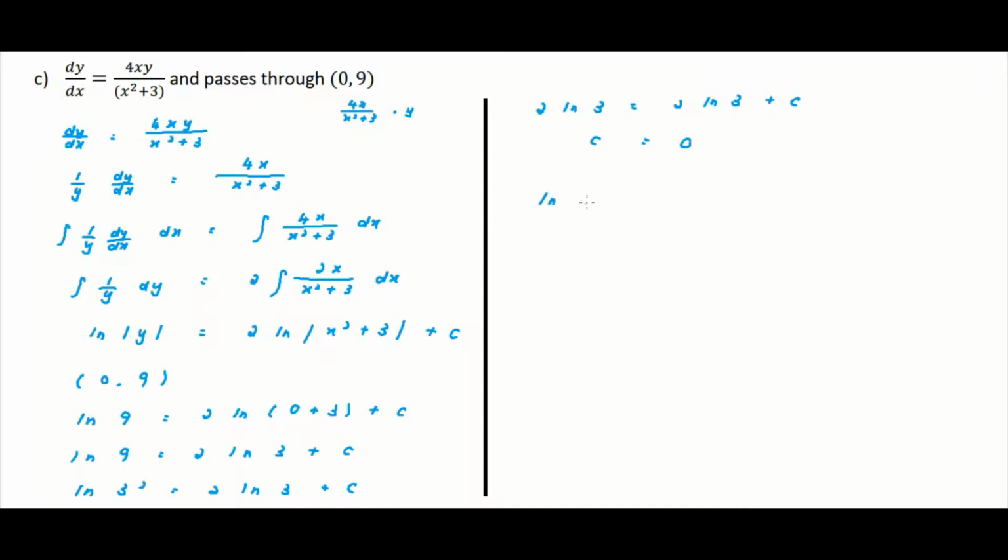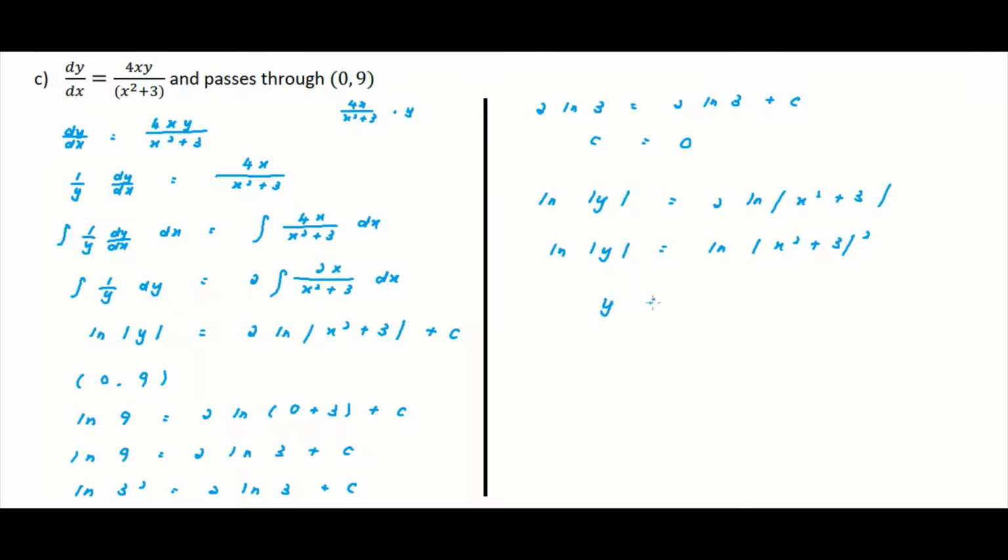So ln y equals 2 ln(x squared plus 3). Since c is 0, we are not going to write it again. Now you have ln on both sides, so maybe we use the rule of equality, then it will be easy. So equal to ln (x squared plus 3) squared, the whole thing here. Alright, you have ln, so we can eliminate it.